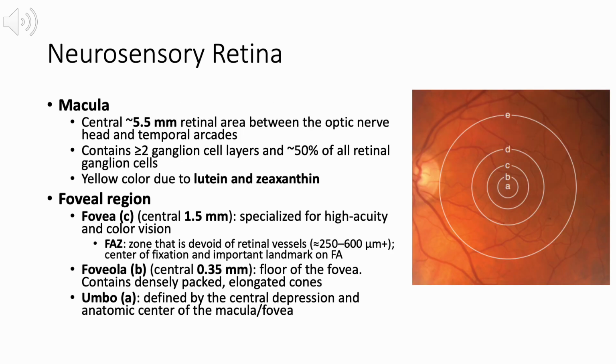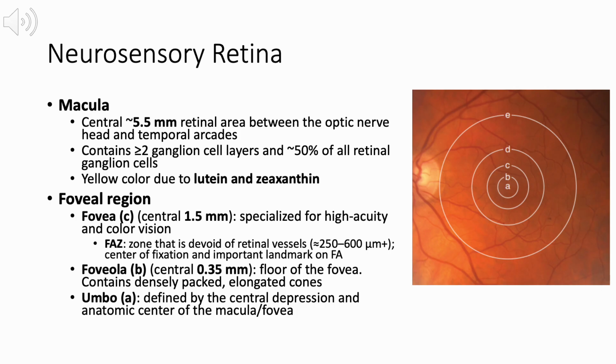This slide introduces the neurosensory retina. We will first focus on the macula and the foveal region. The macula is defined as a central retinal area measuring approximately 5.5 millimeters in diameter, located between the optic nerve head and the temporal vascular arcades.